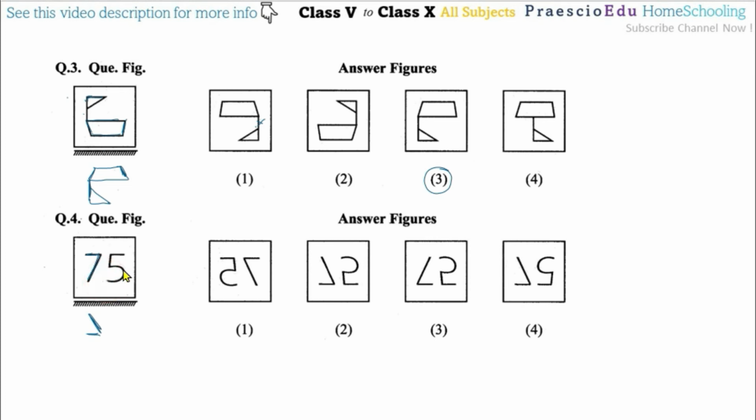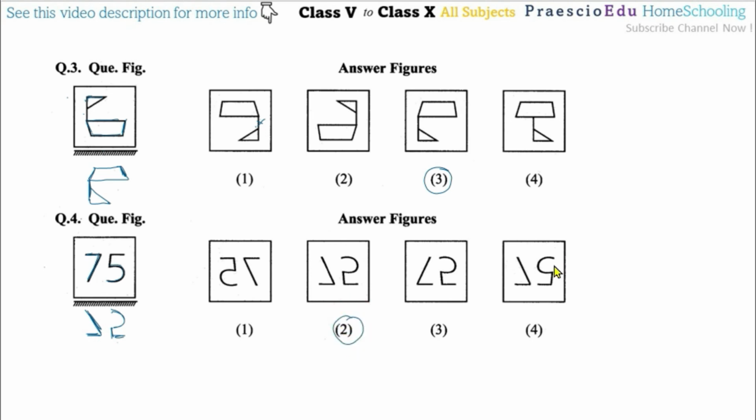Now here the curve of the 5 will come like this. Okay, and then this inclined line, and then this one horizontal, like this. So this is the water image. So now this is available in option number 2.